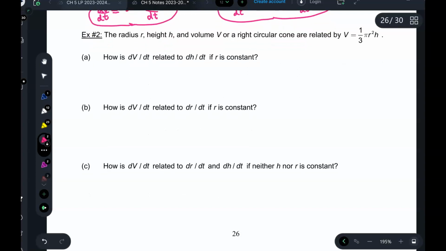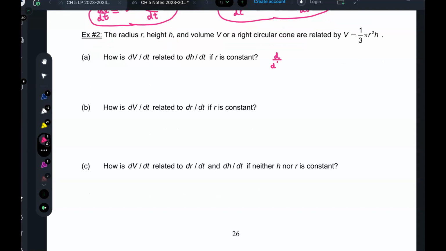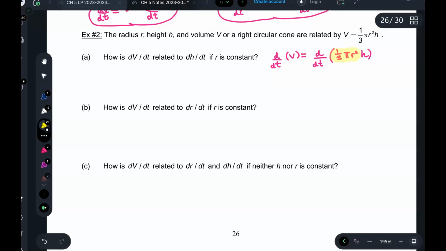Okay, so I want to do d dt of both sides, but I want to treat r as a constant. That means 1/3 pi r squared is one whole coefficient. Right? So this whole thing here is one big coefficient.